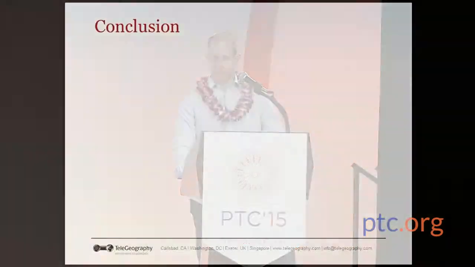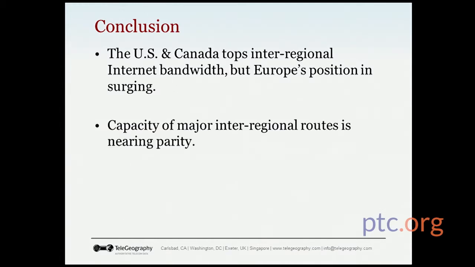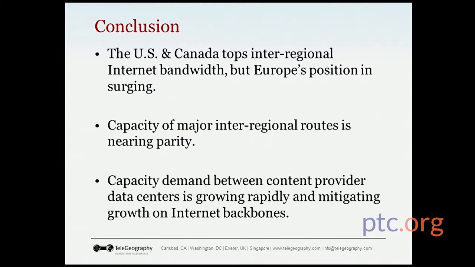So just to conclude quickly before the time runs out here, US and Canada still the top hub for inter-regional bandwidth, as it has been for the past 10 years. But we're seeing parity among the major routes that link the regions together. And finally, the growth driver is shifting a bit from the internet backbone operators towards the private networks and the content providers. Thank you very much.